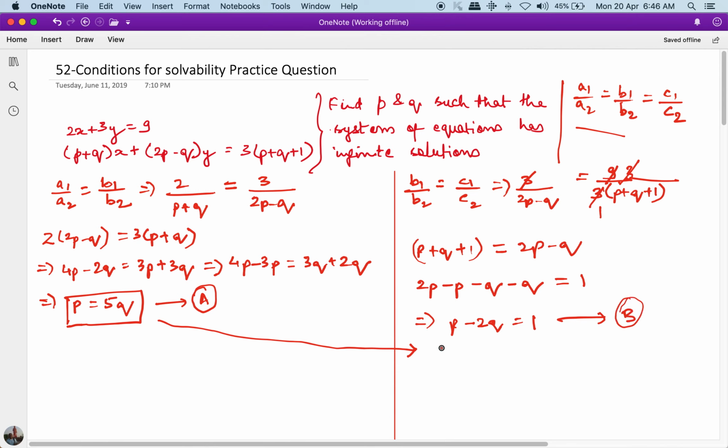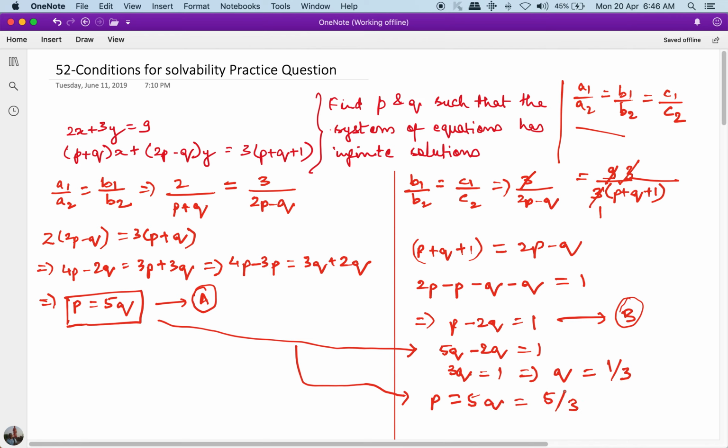From equation A we know that p is equal to 5q, so I put 5q minus 2q equal to 1. This becomes 3q equal to 1, which implies q is equal to 1 by 3. Now p is equal to 5 times q, which is equal to 5 upon 3. And this, my friends, is the solution: for p equal to 5 by 3 and q equal to 1 by 3, this system of equations will have infinitely many solutions.